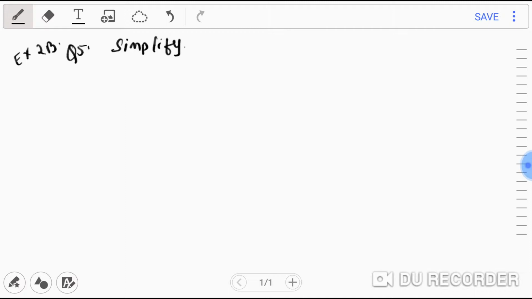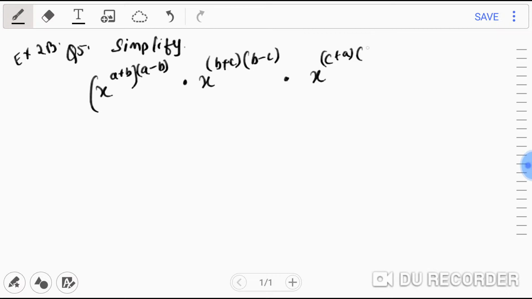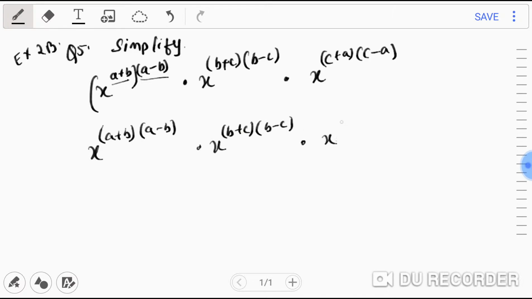In that you have question number 5 says x raised to a plus b, a minus b, dot means multiply, b plus c, b minus c, again dot, c plus a, c minus a. Okay, so you have a question like this. As I said, if you have brackets here, you have to multiply. So a plus b bracket multiply a minus b. Again here b plus c multiply b minus c. Again here c plus a multiply c minus a.